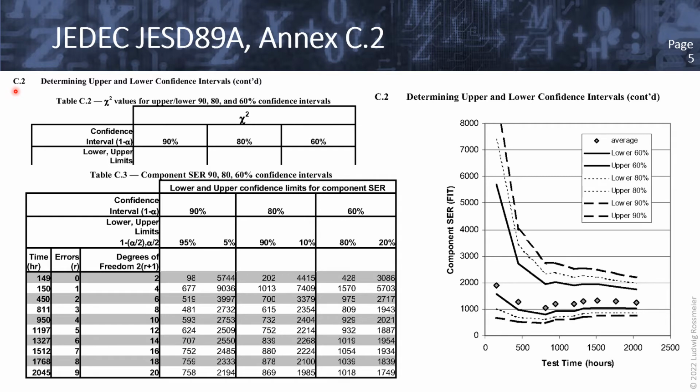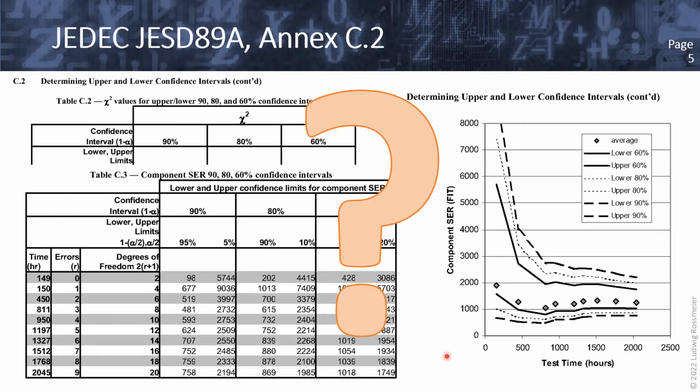The JEDEC standard JESD89, and in particular Annex C.2, talks about how to determine the soft error rate plus the according confidence intervals. This was the basis of my presentation because I did not really understand the rationales behind this computation, and in the end I had a big question mark.